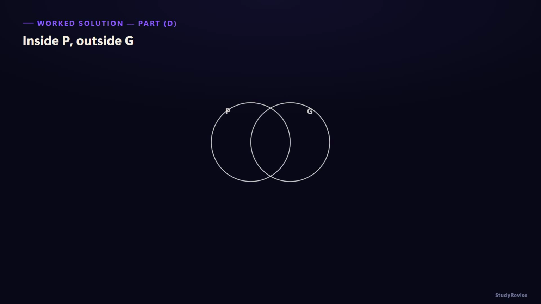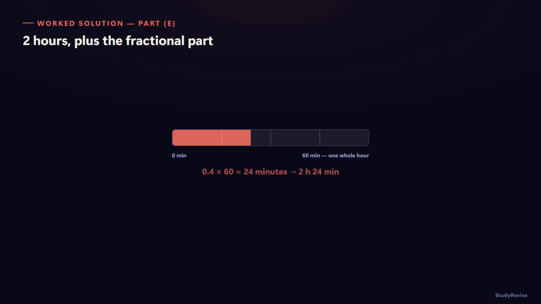Part D. Students who play piano but do not play guitar. Inside circle P and outside circle G. And Part E. 2.4 hours is 2 hours, plus 0.4 of 60 minutes, which is 24 minutes. 2 hours, 24 minutes.